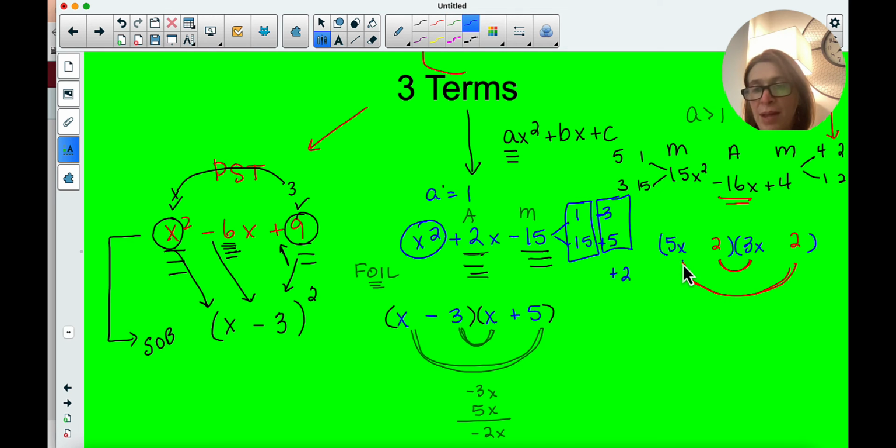Well, I'm going to multiply these out and see what I get. I get a 10x on the outside. I get a 6x in the inside. In order for those to multiply and add to negative 16, they both need to be negative. So there are my factors.